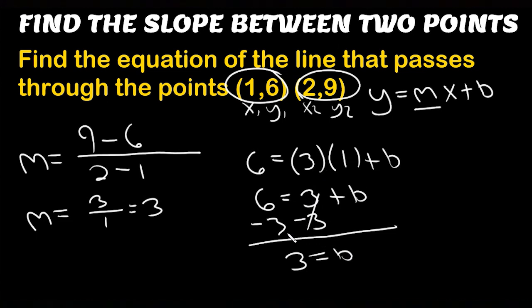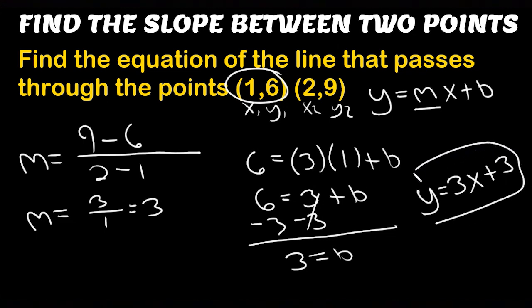So now we can put it all together. So how do we put it all together? We just put it in this format here, y equals mx plus b. So our final answer is going to be y equals our slope, which is 3, and then x, and then our b value, which is our y-intercept value, is 3, so plus 3. There is the equation of the line that passes through these 2 points up here, okay?